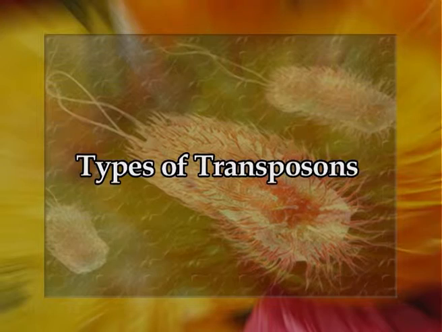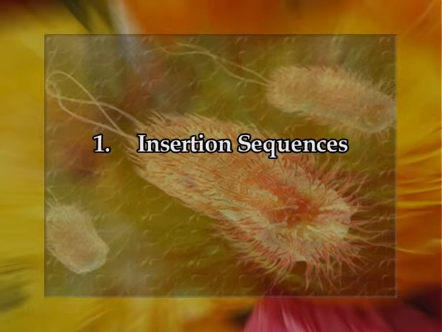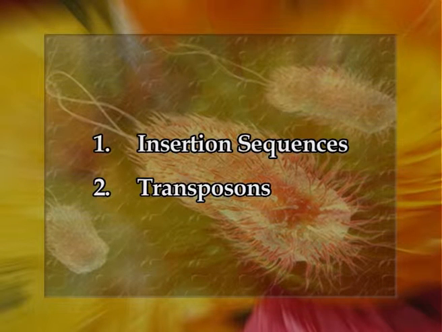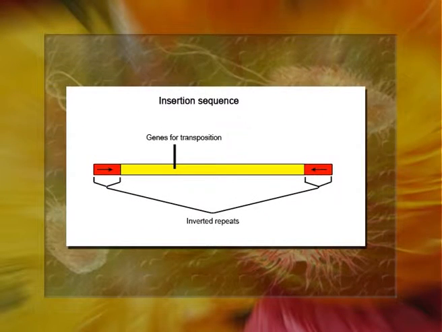Types of transposons. There are two classes of transposons in bacteria: insertion sequences and transposons. Number 1, insertion sequence elements. The simplest transposons are called insertion sequences. The insertion sequence elements are normal constituents of bacterial chromosomes and plasmids.